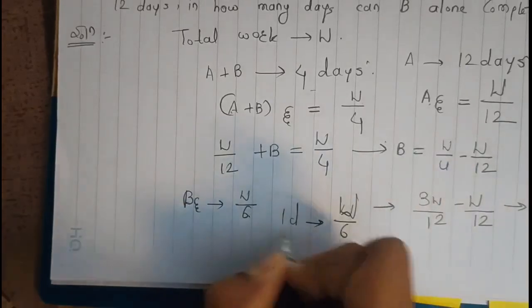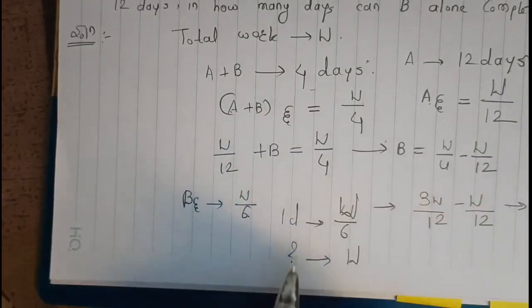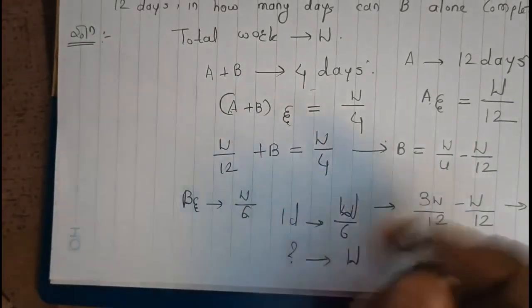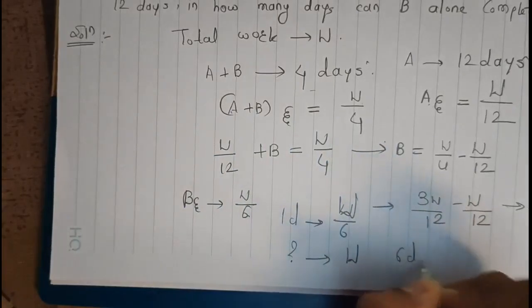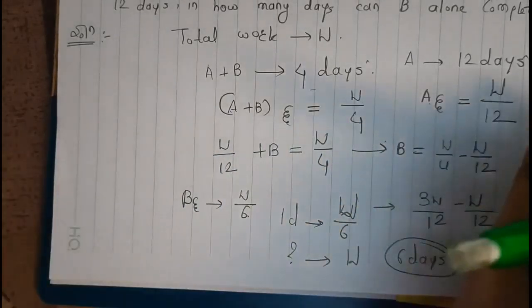So how many days would be required to complete total W, right? W is the total work. So how many days would be required to complete the total work? If we cross multiply, we will get 6 days. So 6 days are required for B to complete the total work.